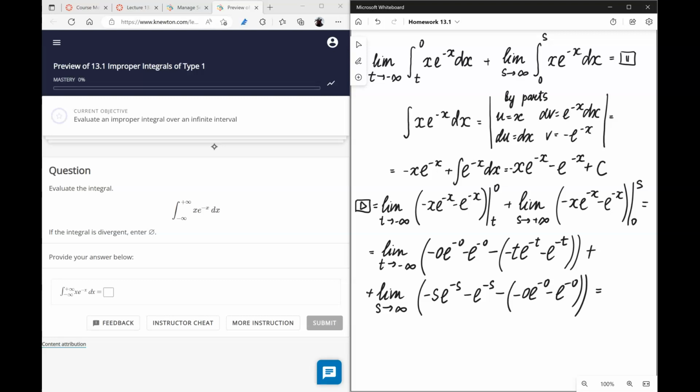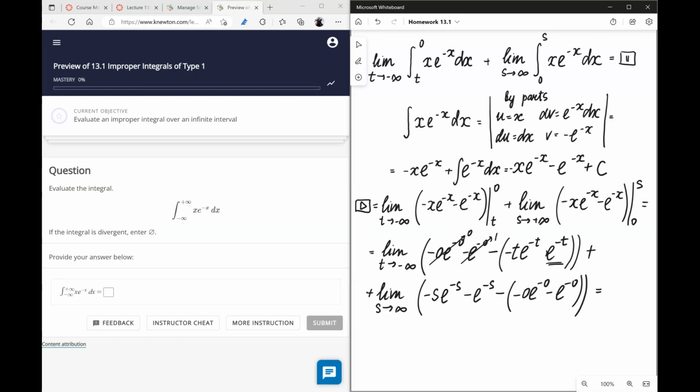That means if at least one of them doesn't converge, then the entire integral doesn't converge. So here we can just do some simple math. 0 times anything is 0. This is just 1. But here we have e raised to the power negative infinity, and we're plugging in another negative infinity. So it's not that clear actually. We have infinity minus infinity there.